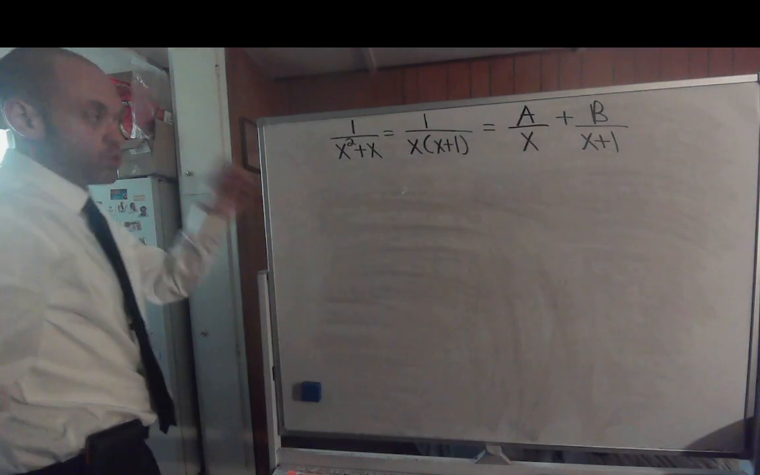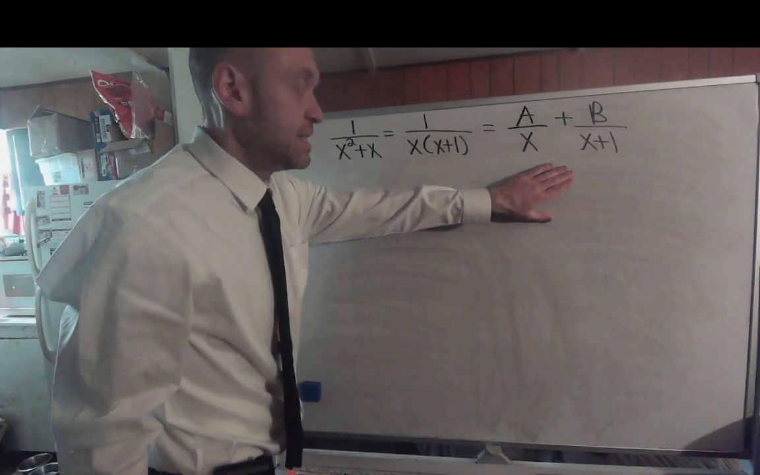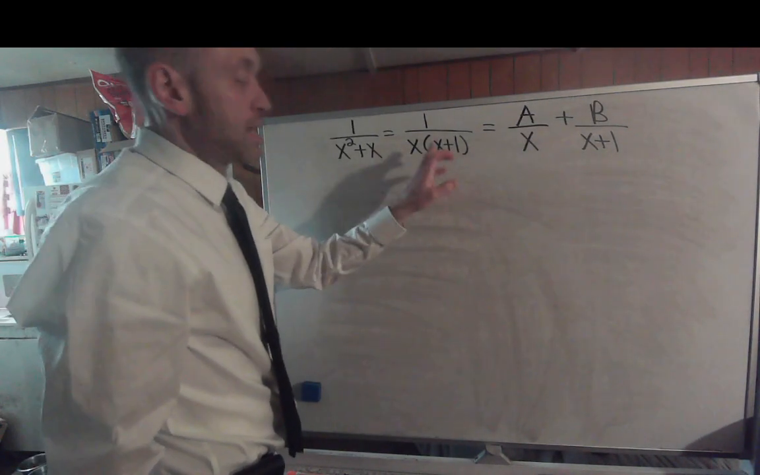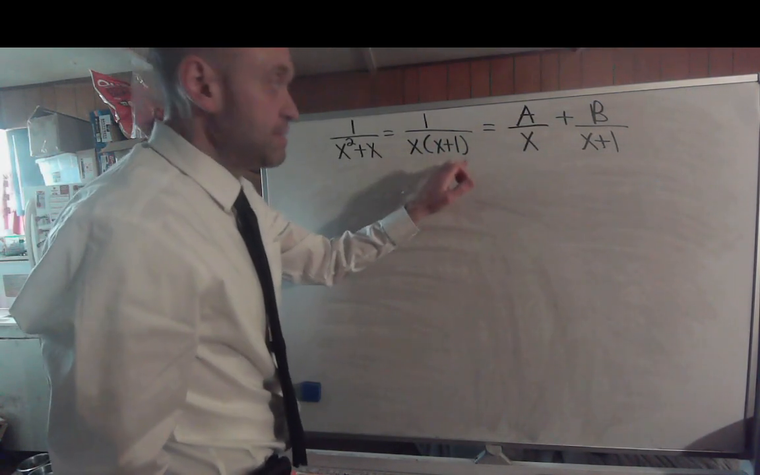Now, of course, you're going to multiply both sides by that common denominator of x times x plus 1.